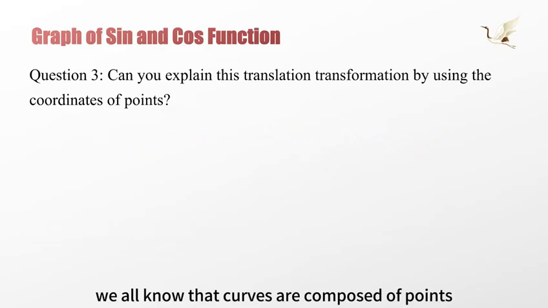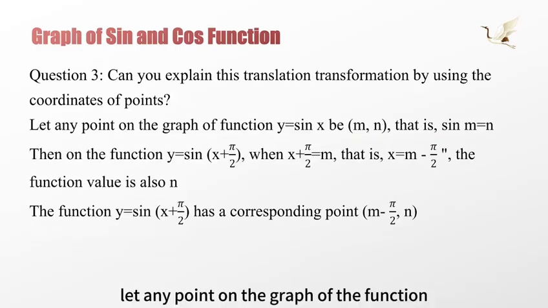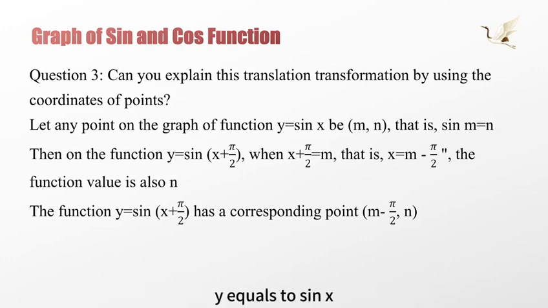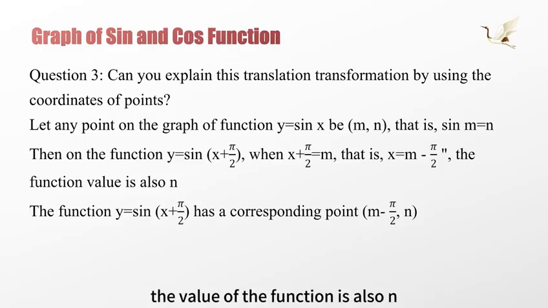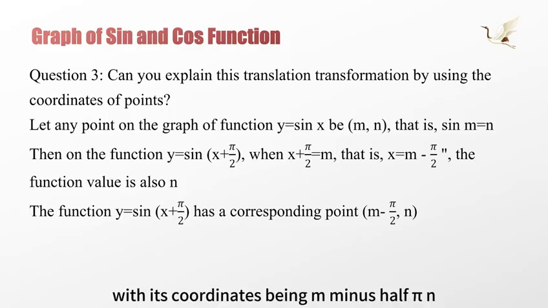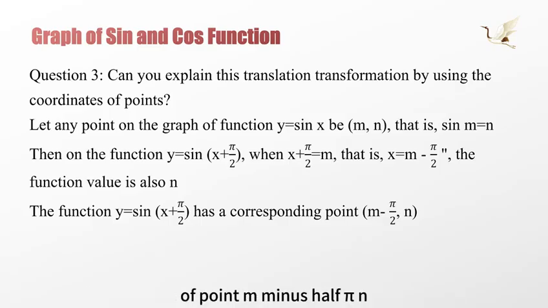We all know that curves are composed of points. Can you use the coordinates of points to explain this translation transformation? Let's analyze together. Let any point on the graph of the function y = sin x be (m, n), that is, sin m = n. When x + π/2 is equal to m, that is, when x = m - π/2, the function value of y = sin(x + π/2) is also n. So there is a corresponding point on the graph of the function y = sin(x + π/2), with coordinates (m - π/2, n). Then we can see that by translating point (m, n) to the point (m - π/2, n), obviously, this point has been shifted to the left by a unit of π/2.